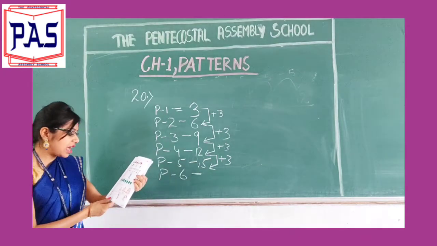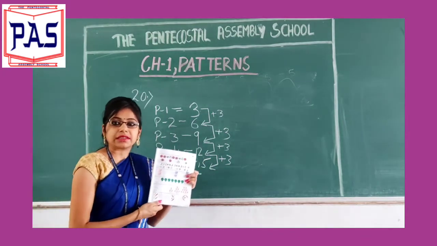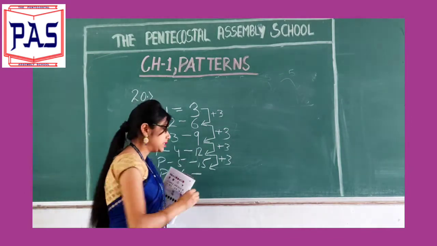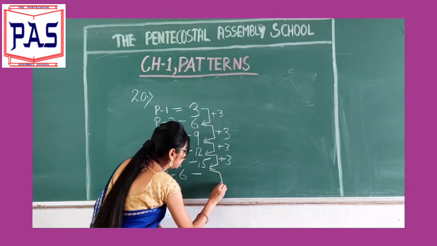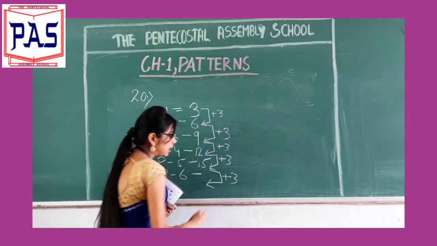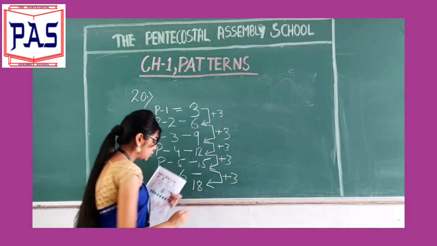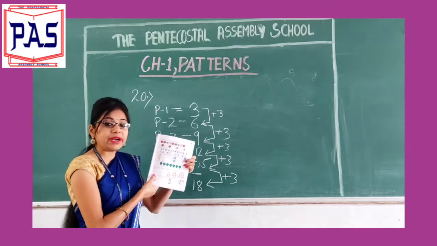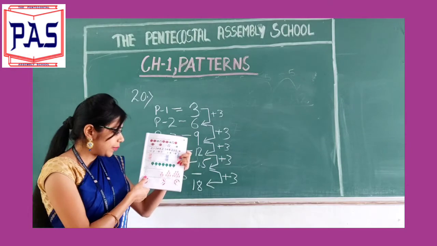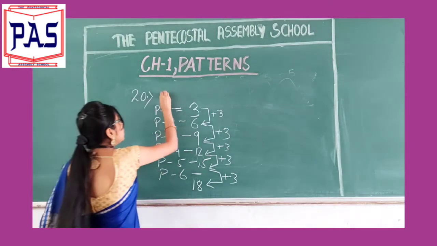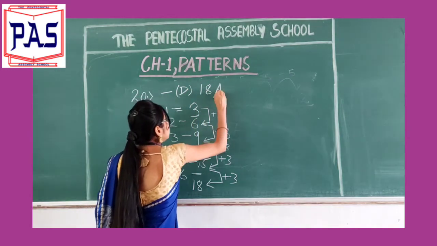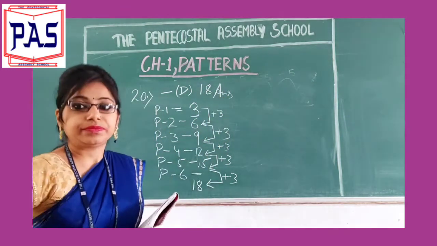And your question is asked about pattern 6. So in pattern 6, what will be the number of teddies? The number of teddies in pattern 6 is 15 plus 3, that is 18. So in option D, you can see the number 18. What will be your answer for question number 20? Your answer will be option D, 18. Okay, children?